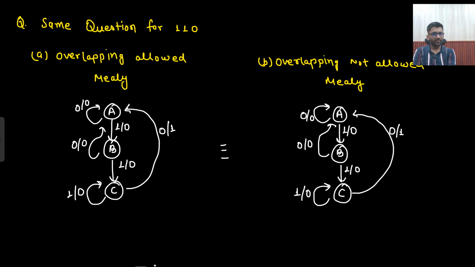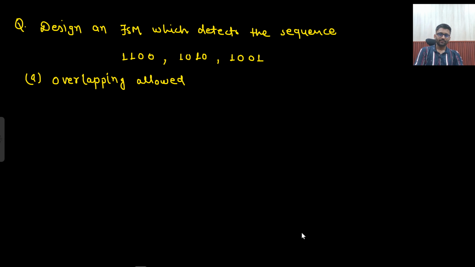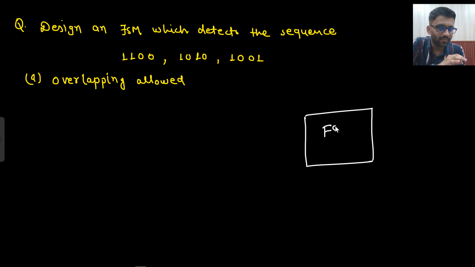We will see one more example that is very advanced. In this example, what you need to do is design an FSM which will detect the sequences 1 1 0 0, 1 0 1 0 and 1 0 0 1 in one FSM only. You need to design only one FSM which will detect 1 1 0 0 as well, 1 0 1 0 as well, 1 0 0 1 as well.